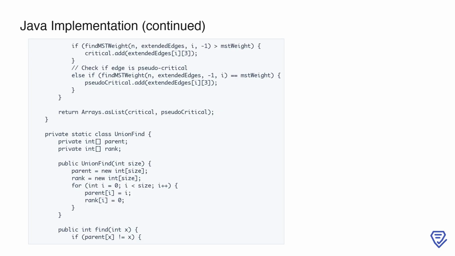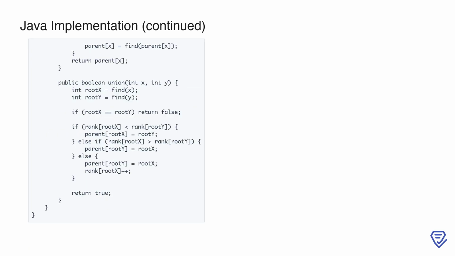This logic ensures that we systematically evaluate each edge's importance to the overall MST, leveraging the union find structure for efficient connectivity checks. Finally, we define the union find class, which is a key component of the algorithm. It includes two arrays, parent, which keeps track of each node's parent in the disjoint set forest, and rank, which helps optimize the union operation by keeping the tree height minimal. The find method employs path compression to flatten the structure of the tree, ensuring that all nodes point directly to the root for faster future lookups.